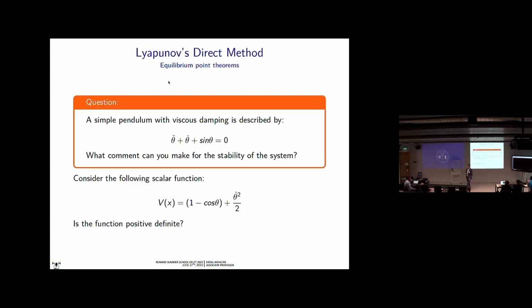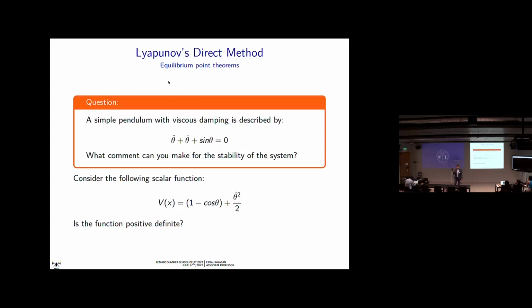Yes? This function is only positive definite in a certain region, right? From minus pi to plus pi. Okay, if it is like this, we will have one set of conclusions. If it is not like that, we will have another set of conclusions. It's going to be the last slide of this presentation. I will summarize everything. So we are now talking about the local stability, okay? So this is positive definite for sure. What was the second condition, the necessary and sufficient condition?